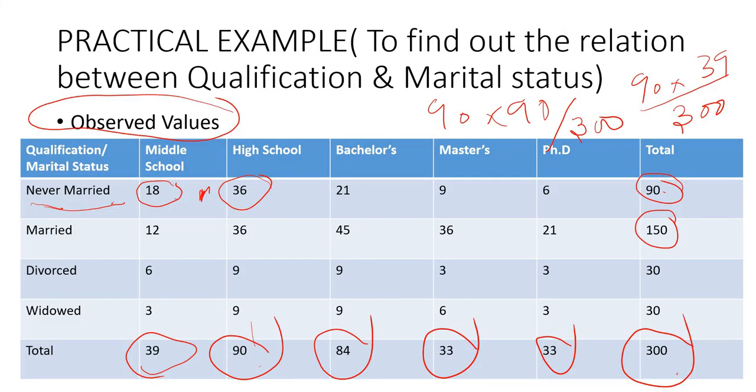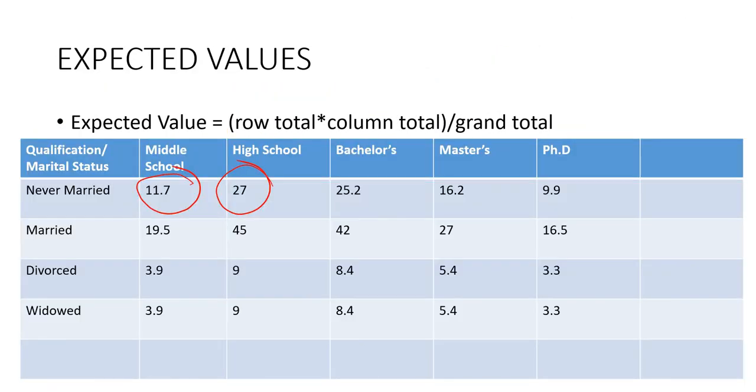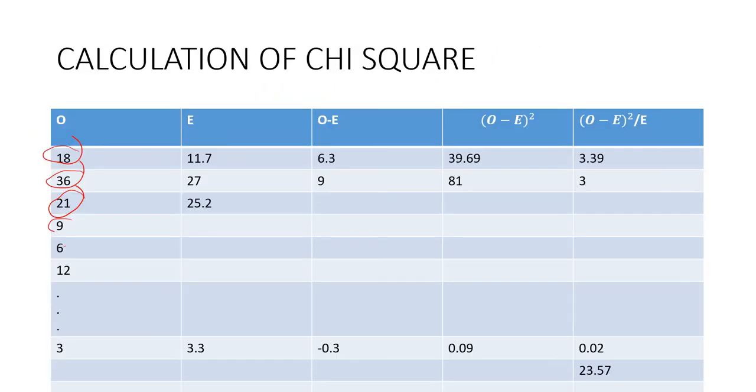This is C: 18, 36, 21, 9, 6. This total we won't take. This grand total, we won't take. Only this much. So what are all the observed values here? 18, 36, 21, 9, 6, 12, 36, 45, 36, 21, 6, 9, 9, 3, like that up to this. So these observed values we are writing here. In this table we have written all the observed values.